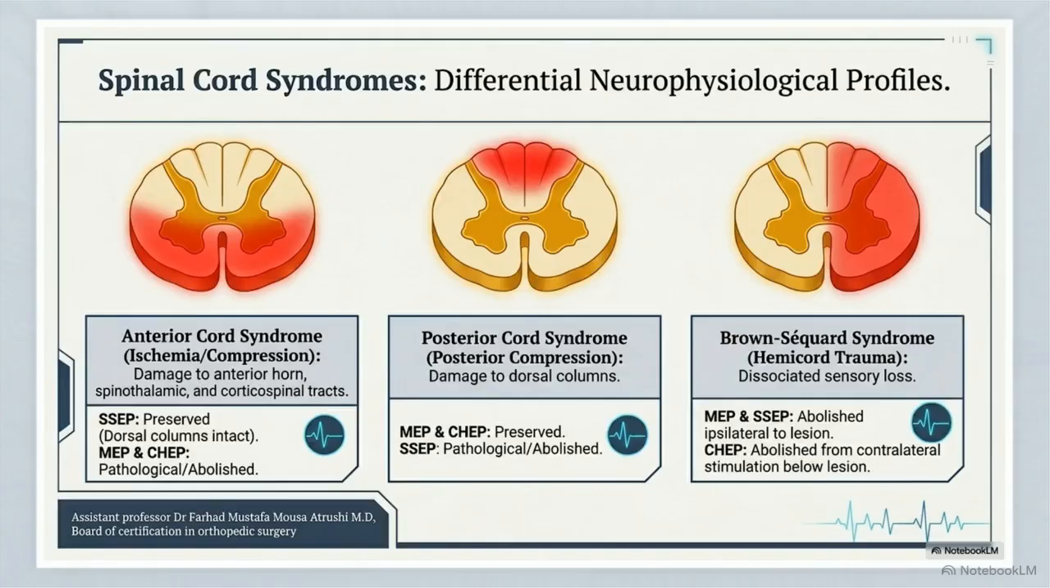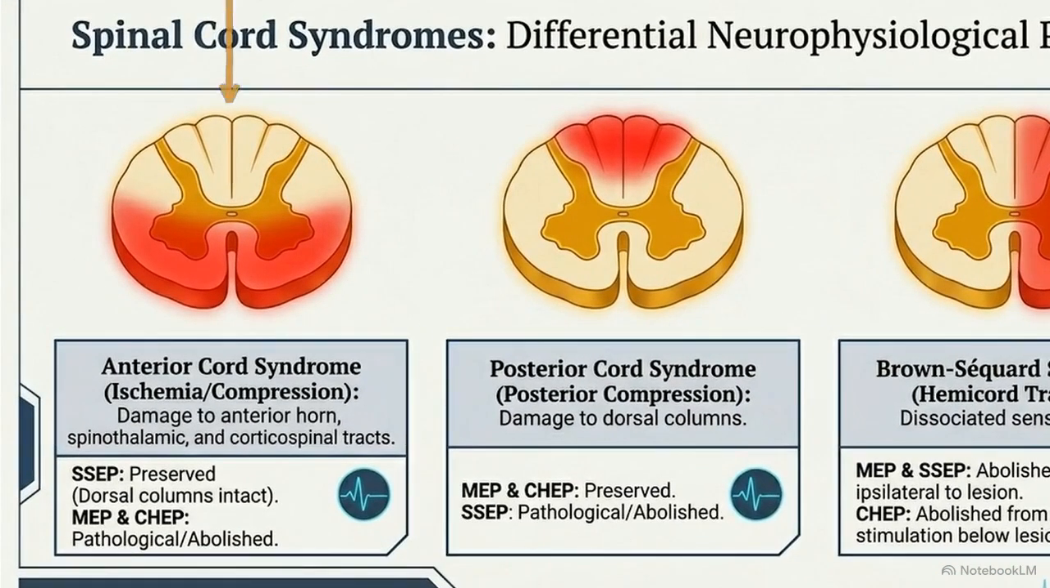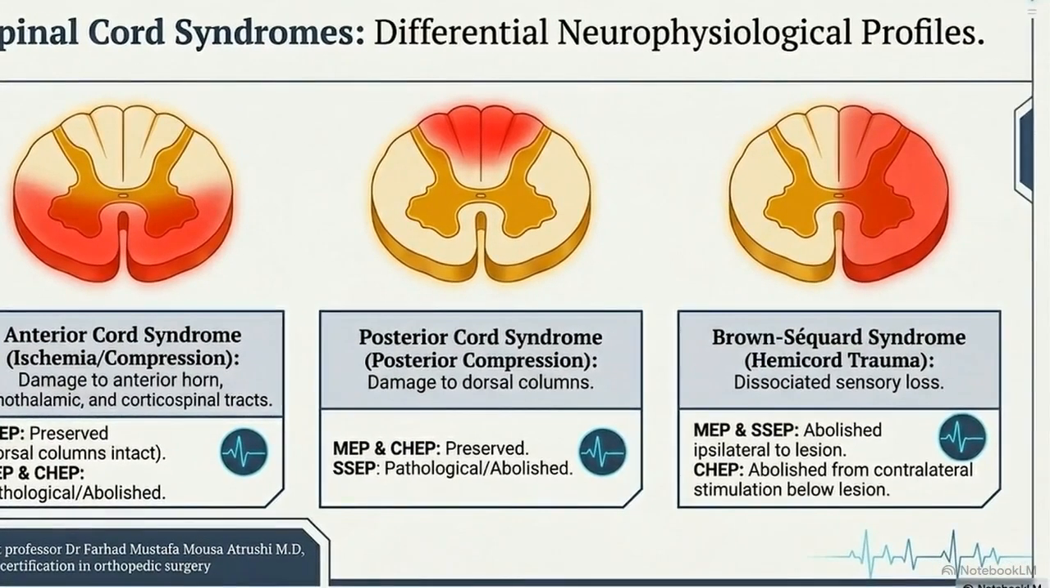Integrating these diagnostic findings allows for the precise differentiation of the three primary spinal cord syndromes. In anterior cord syndrome, the dorsal columns are intact, so SSEPs are preserved, but the anterior damage abolishes both the MEPs and the CHEPs. We contrast this with posterior cord syndrome and Brown-Séquard syndrome. Neurophysiology precisely maps the affected quadrant of ischemia or trauma.